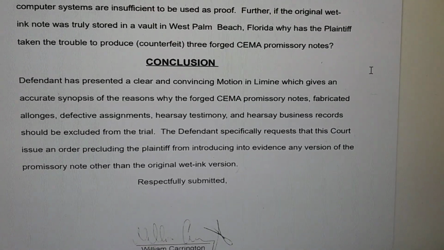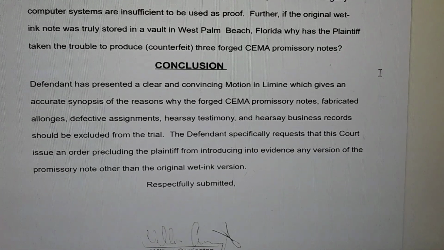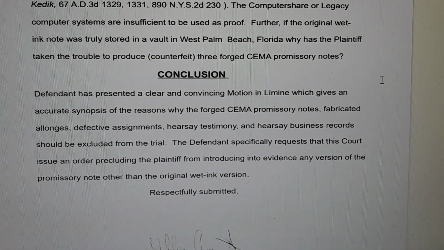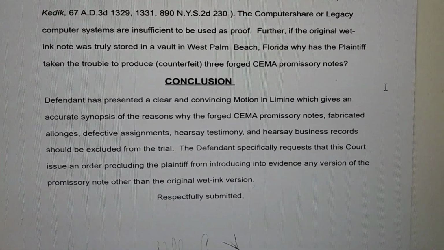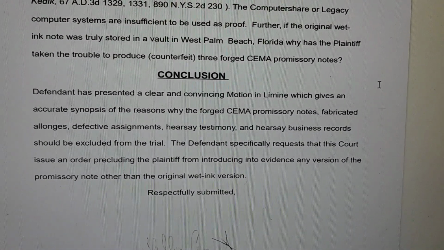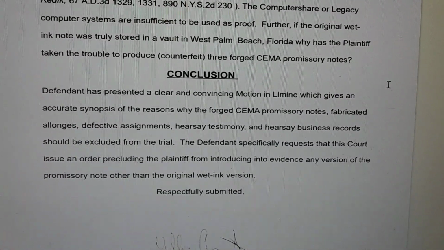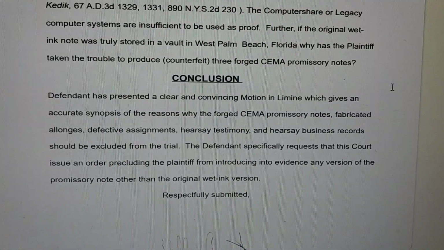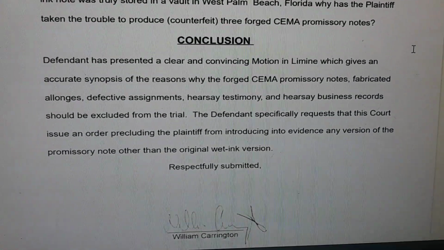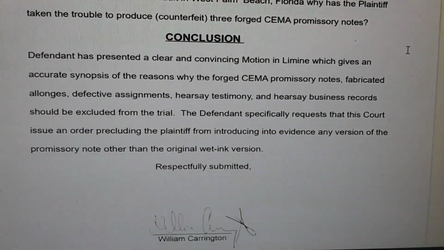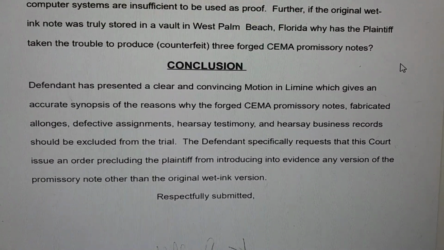All right, so anyway, basically the conclusion says, defendant has presented a clear and convincing motion in limine which gives an accurate synopsis of the reasons why the forged SEMA promissory notes, fabricated allonges, defective assignments, hearsay testimony, and hearsay business records should be excluded from the trial. The defendant respectfully requests that this court issue an order precluding the plaintiff from introducing into evidence any version of the promissory note other than the original wet ink version. Respectfully submitted. Okay, so let's take a look at some of these exhibits.